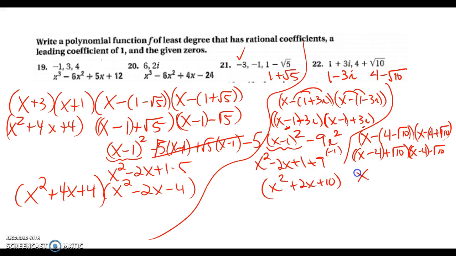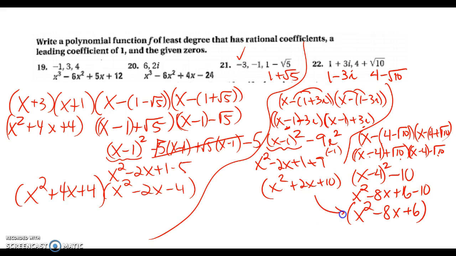Let's FOIL. X minus 4 squared, minus square root of 10 times x minus 4 plus the square root of 10 times x minus 4. Those drop out. Minus square root of 10 times square root of 10, which is 10. And this becomes x squared minus 8x plus 16 minus 10, which leaves us with x squared minus 8x plus 6. So if I multiply those two together, I should get to my answer.